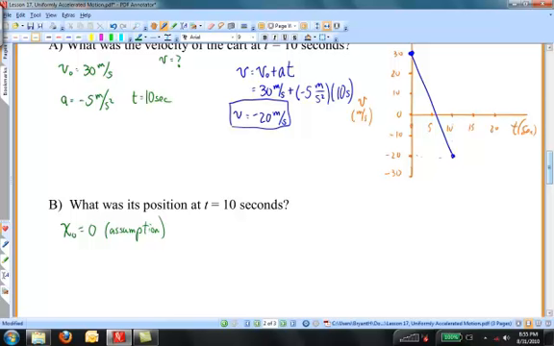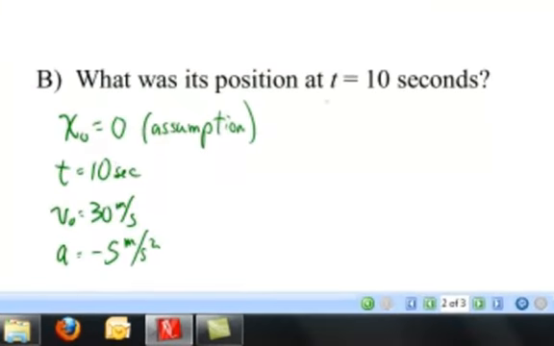Now, as before, I want to see what information I've got. Well, I know that the elapsed time is 10 seconds, and I know that the initial velocity was 30 meters per second. The object was moving with constant acceleration. The acceleration was negative 5 meters per second squared. And I'm trying to find what x is. So I see what information I've got.